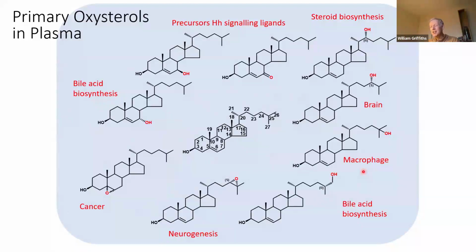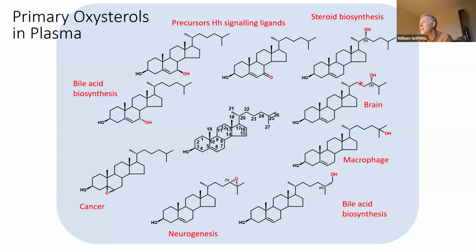There are a lot of oxysterols, and if you take a look in plasma, you might look at what we call the primary oxysterols. These are the oxysterols with just one degree of oxidation. You see a lot of them. So for example, this one, 22R-hydroxycholesterol. This is made in the steroidogenic organs, and it's the first step of steroid hormone biosynthesis.